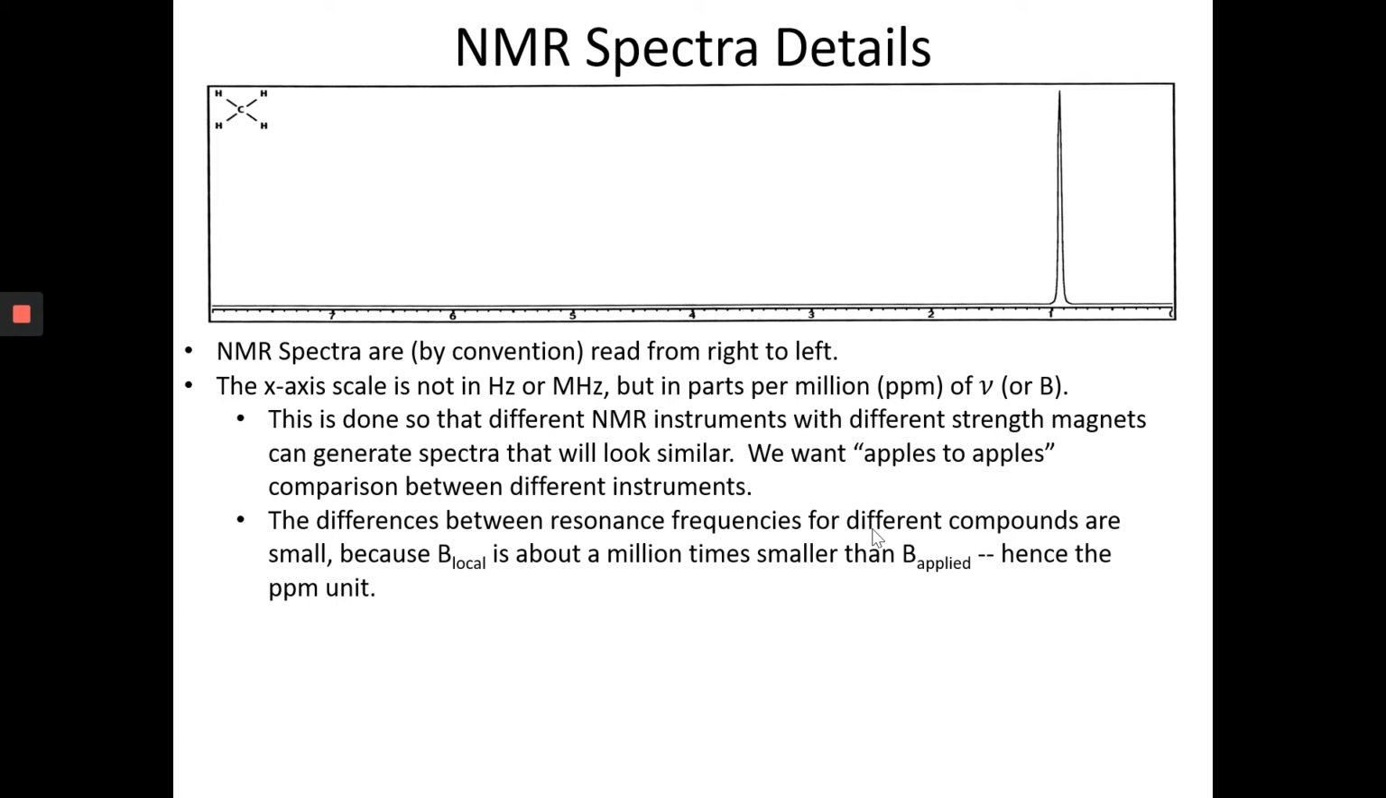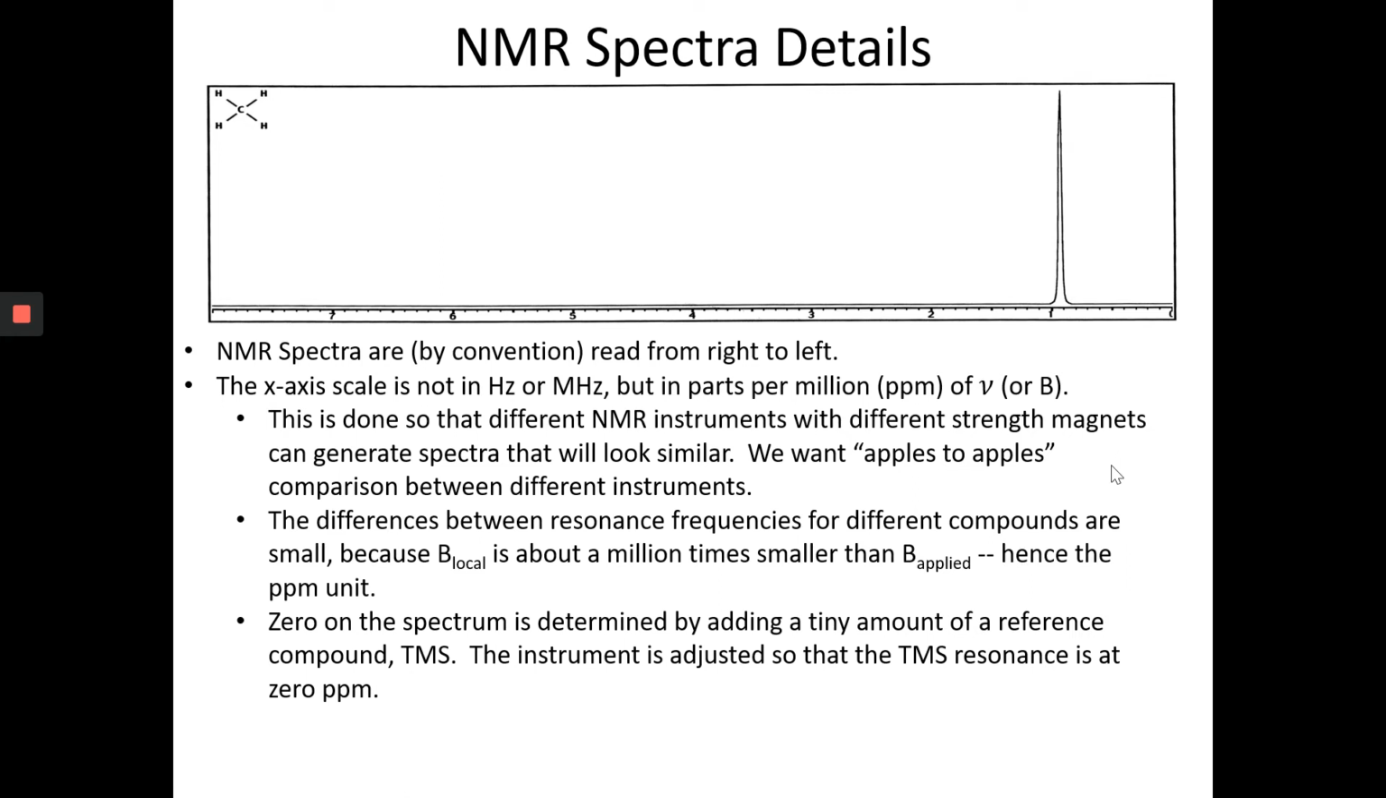And so when those Larmor resonance frequencies vary by 1/1,000,000th or 2/1,000,000ths, they're going to show up 1 unit apart or 2 units apart on the spectrum, right? So that's why we're using ppm. 0 does not mean that the frequency is 0, right? The frequency of 0 would mean there's no energy, there's no radio wave at all. 0 in the spectrum is arbitrarily picked as the location of the Larmor frequency for a very specific compound.